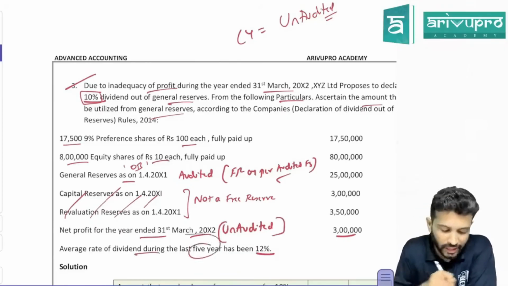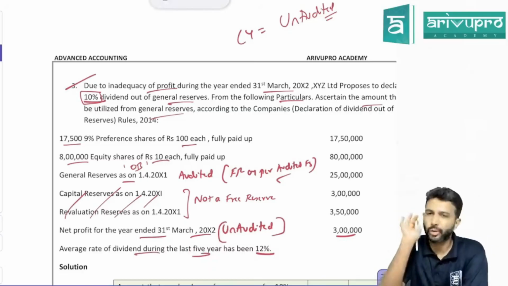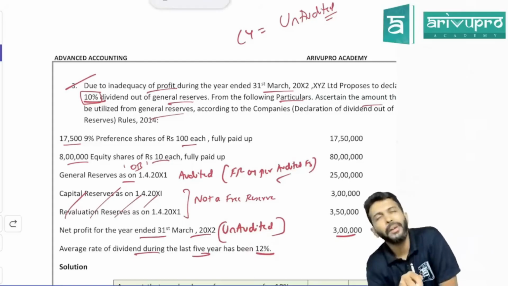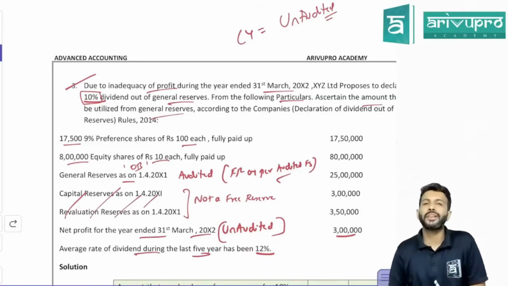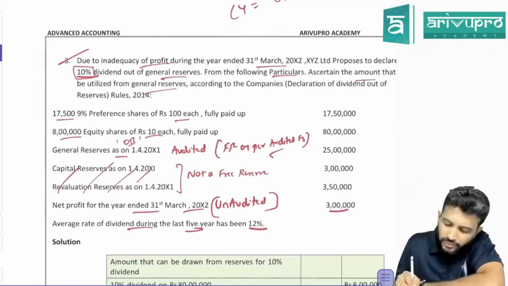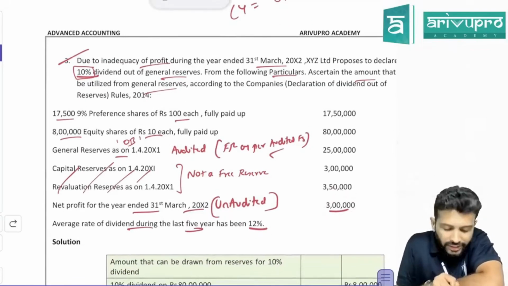Average rate of dividend for the last 5 years. Actually, this should have been 3 years, but that's okay. No problem. For the last 5 years, the rate is how much, sir? 12%. So now the company wants to utilize general reserve because they feel there is a shortage. First, let's confirm there is a shortage. How much profit is available, sir? 3 lakh.